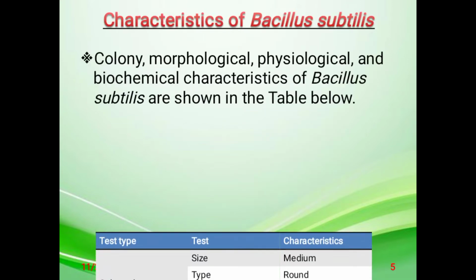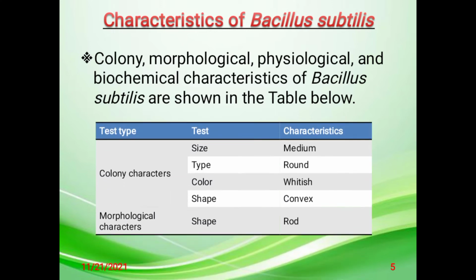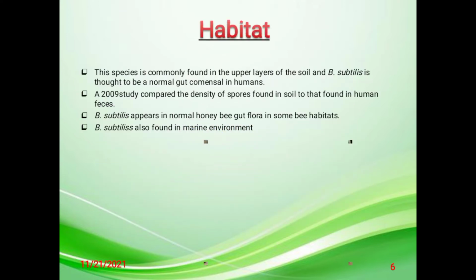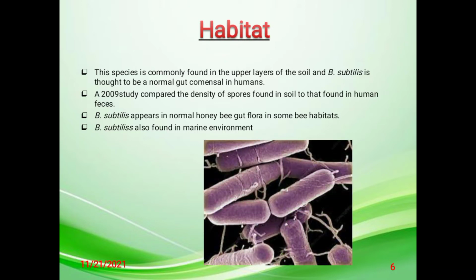Next, characteristics of Bacillus subtilis. Bacillus subtilis is rod shaped and has heavy flagella. It is a facultative anaerobe and aerobe. It is 0.25 to 1 micrometer in diameter and 4 to 10 micrometers long. As for habitat, Bacillus subtilis is mainly found in soil, humans, fish, and marine environments.